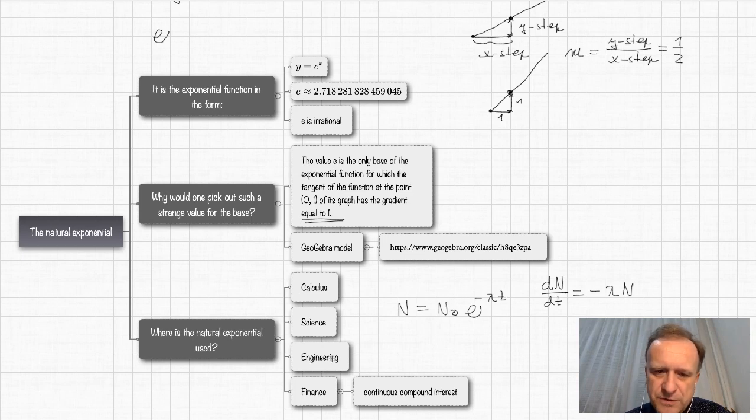Now, E is used also in engineering and in finance, particularly when we do the continuous compound interests at the investments.